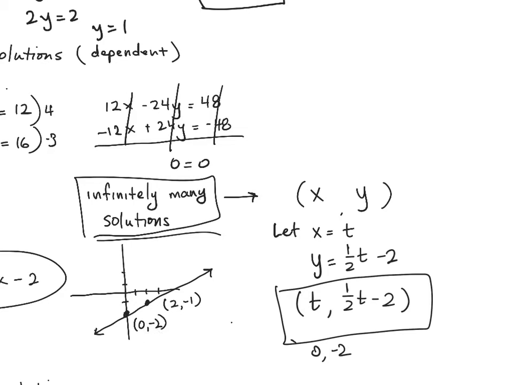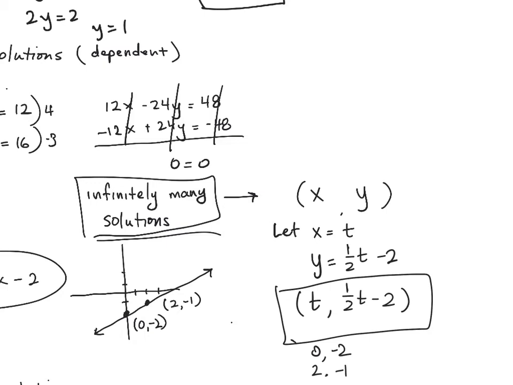If we let t equal 2, so this t is 2 and that t is also 2, then we get the solution 2 comma, let's see, 1/2 of 2 is 1, 1 minus 2 is -1, so then that gives us 2 comma -1, which was that solution right there. So this solution statement, t comma 1/2 t minus 2, will produce any point on that line, which again is a solution to the system of equations, and there's infinitely many of them.